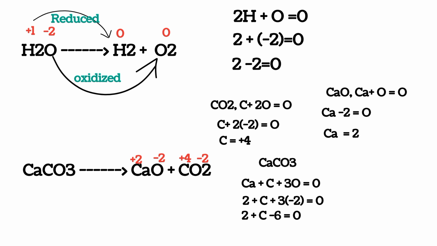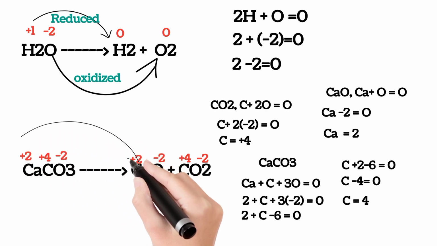That means 2 plus C plus 3 into minus 2 equals 0. Open bracket, 2 plus C minus 6 equals 0. Collect like terms. C plus 2 minus 6 equals 0. C minus 4 equals 0, and C will be equal to plus 4. That means that in calcium carbonate, oxygen has an oxidation state of minus 2, carbon plus 4, and calcium plus 2.